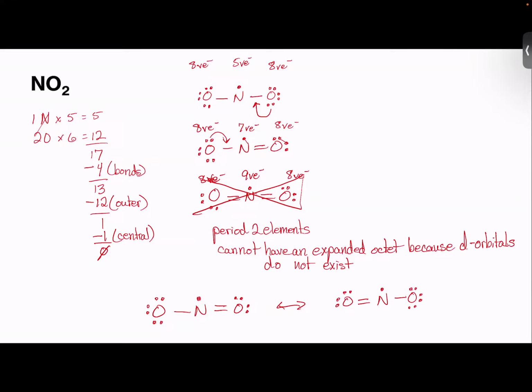So this is the Lewis structure for nitrogen dioxide. If you have a resonance structure, you must show the resonance structure, folks. Otherwise, it's incorrect.